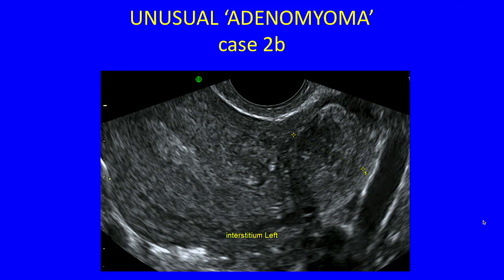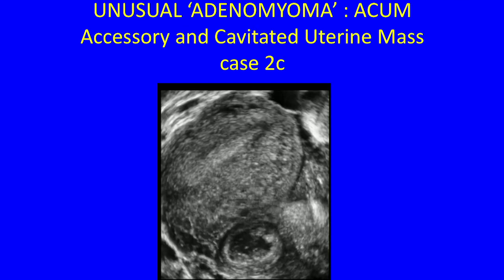And this was in a young girl. She was 18 and had severe cyclical pain, really horrendous. But so young, 18, 19, something like that. And what in fact this is, is an ACUM. It's a new category of congenital Müllerian abnormality, but I didn't put it in that section. I think it fits better here.